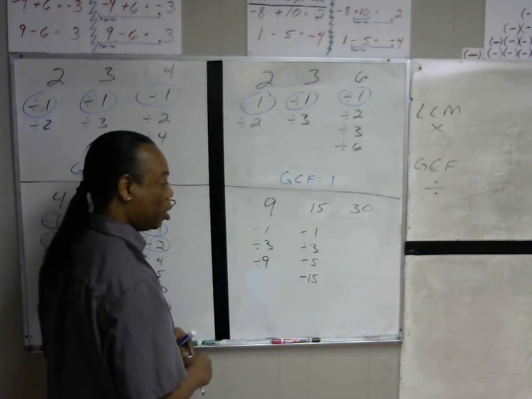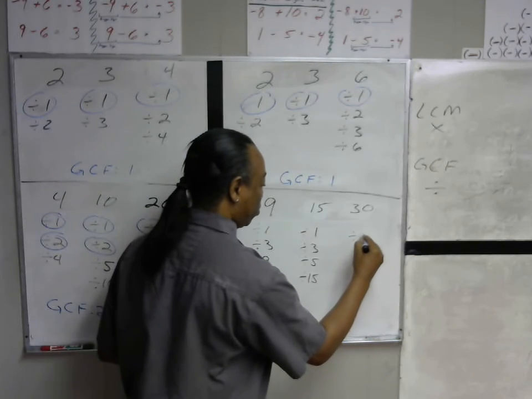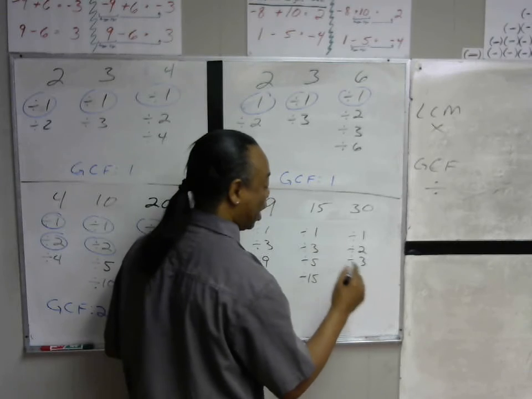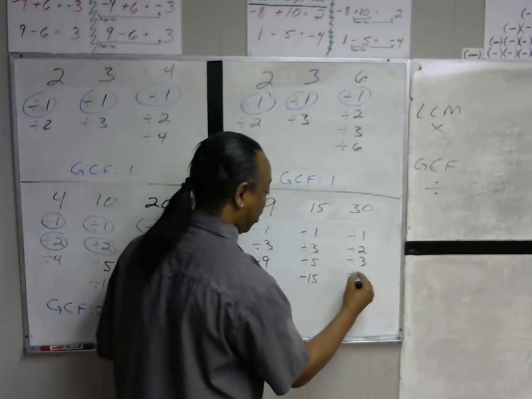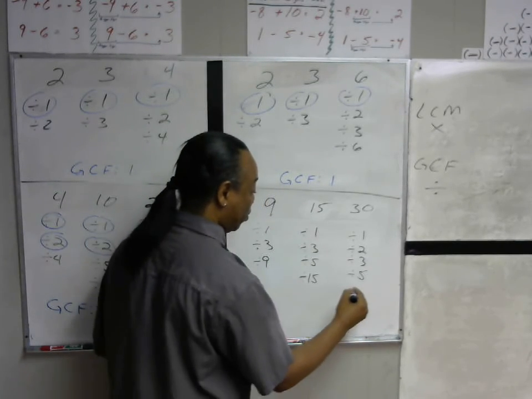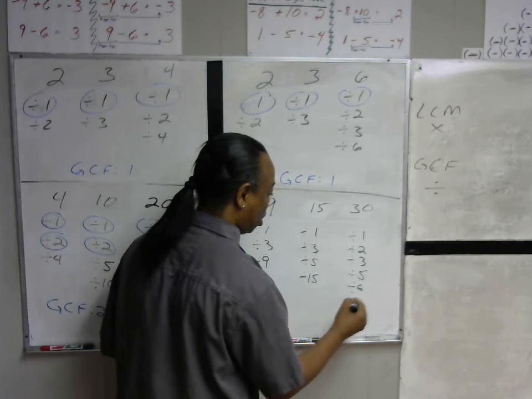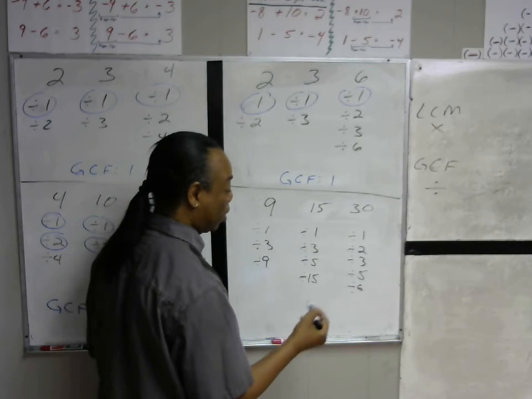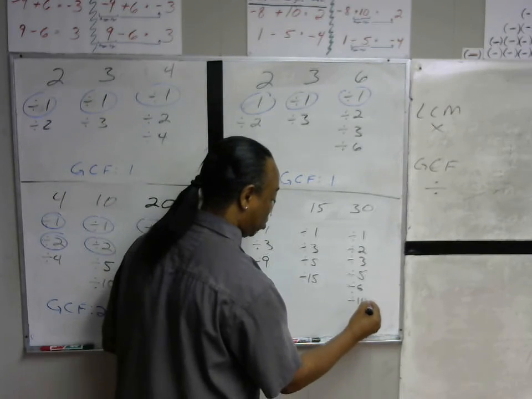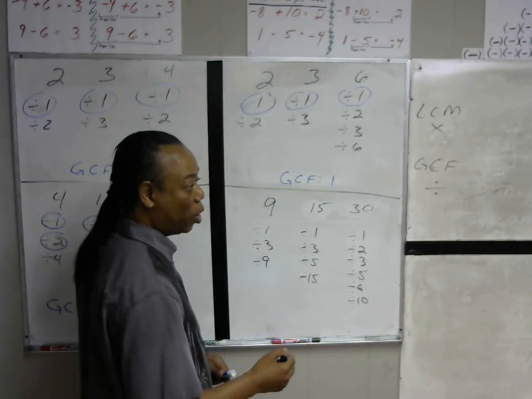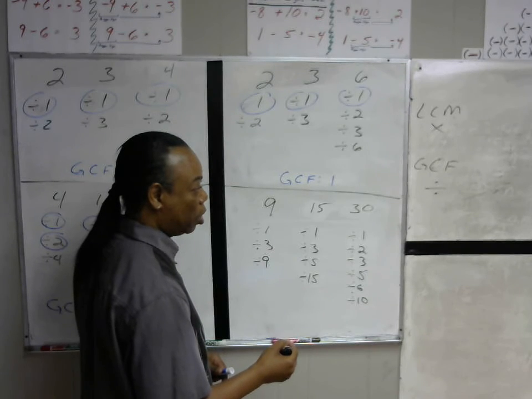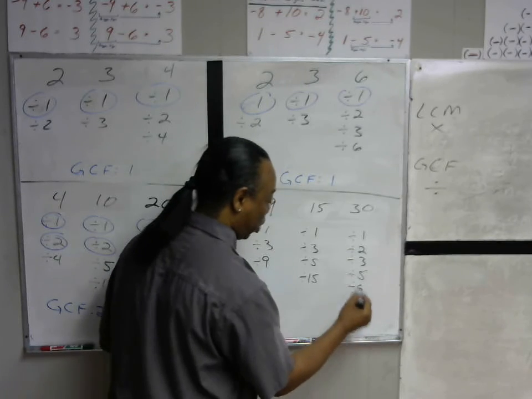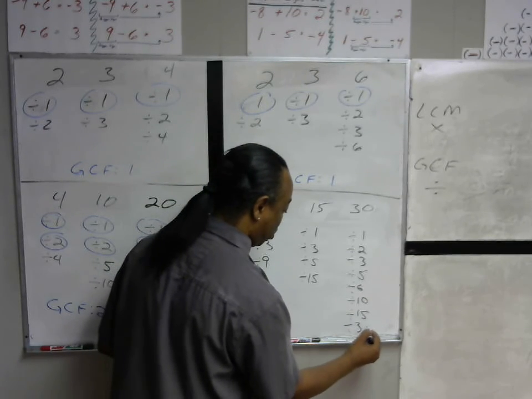Okay. 30 can be divided by 1. Can be divided by 2. Can be divided by 3. Cannot be divided by 4, but can be divided by 5. Can be divided by 6. Not 7, not 8, not 9. It can be divided by 10. Not 11, not 12, not 13, not 14, not 15. Can be divided by 15. And since we're halfway there, we'll go all the way to 30 here.